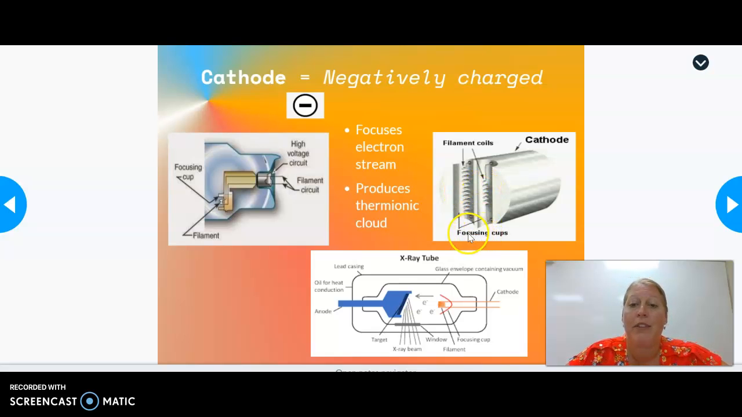These filaments lie within the focusing cup. If you can tell right here, there's a little divot that it lies in.